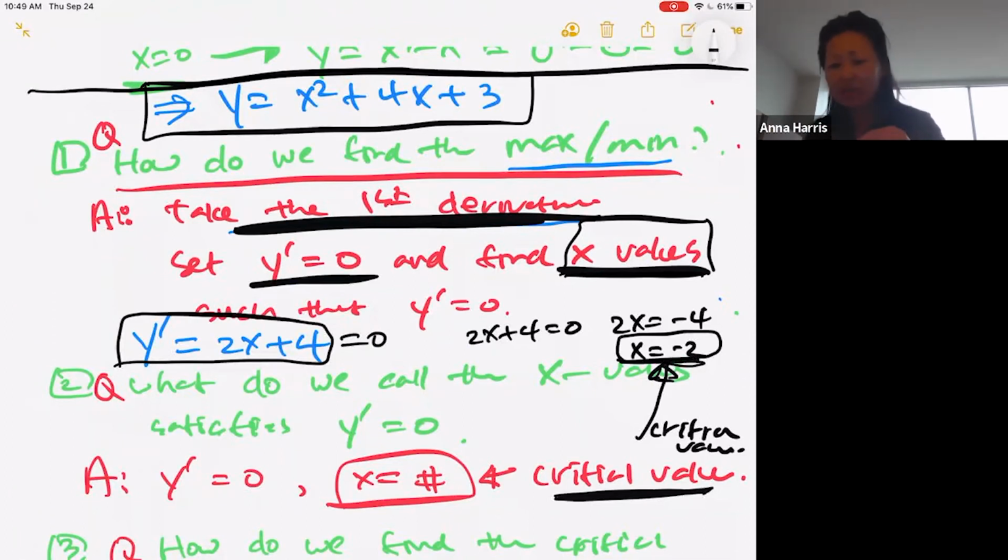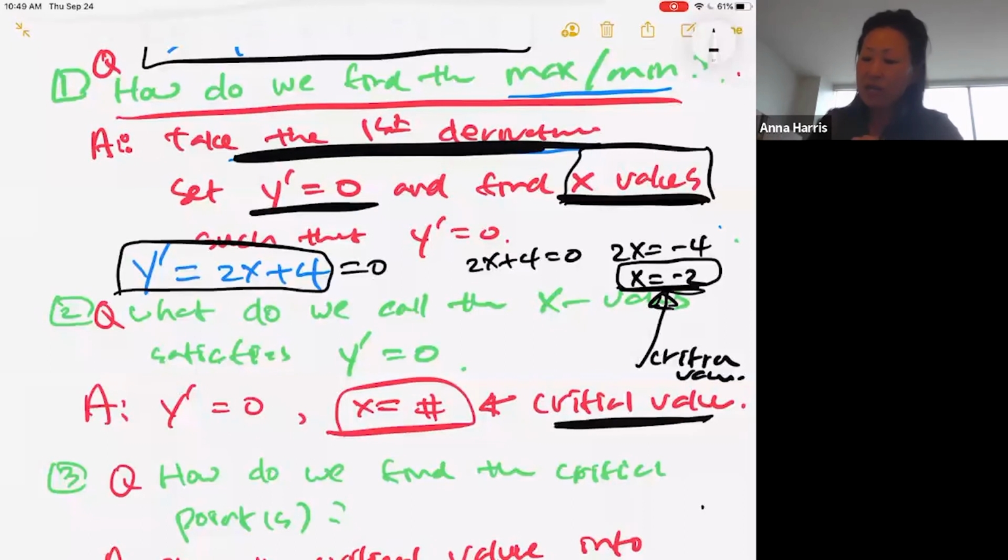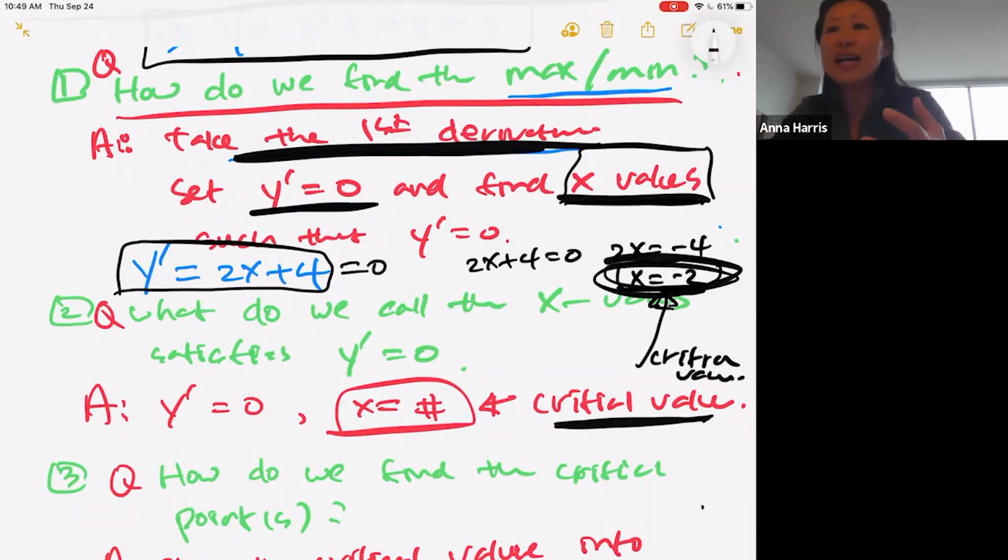Okay, now Stephanie, that's the second one you're going to do. You answer my second question actually. My second question is what? I found the critical value right here, x equal to -2, but that's just the x value. I need to know my y value so I can have a critical point. So how do you find a critical point? Remember, we set y prime equal to 0 to find the x that satisfies that equation, which in this case is x equal to -2. So x equal to -2 is our critical value.